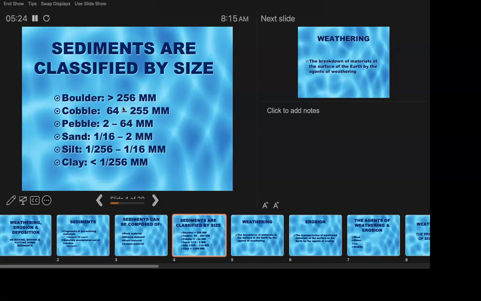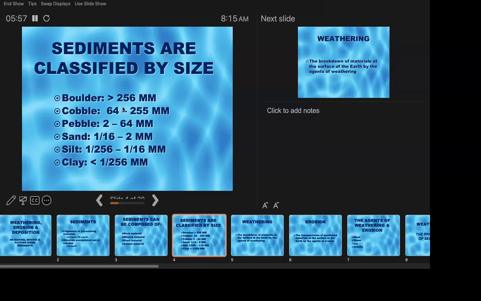Boulder, cobble, pebble, sand, silt, clay. Rolls right off the tongue, doesn't it? We talked about this a little bit in lab. And I told you I didn't have the numbers memorized. I don't. I remember sand, silt, and clay only because I use them with you guys at least once a semester. So I don't expect you to memorize the diameters, at any rate. But we do want you to remember the order, okay?